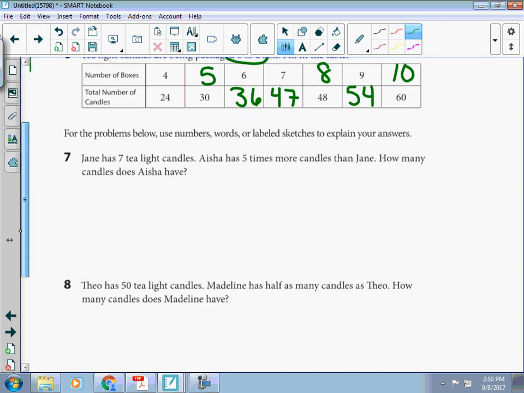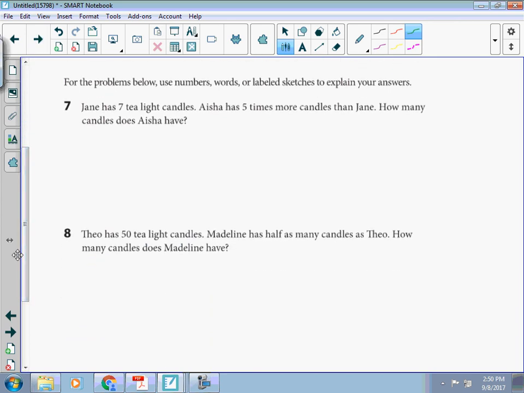And into our story problems. It says use numbers, words, or labeled sketches. What that tells us is you can use any strategy you want to solve the problem. So if you want a picture, use a picture. If you want to just write the equation, that's your number. So you don't have to do all of them.